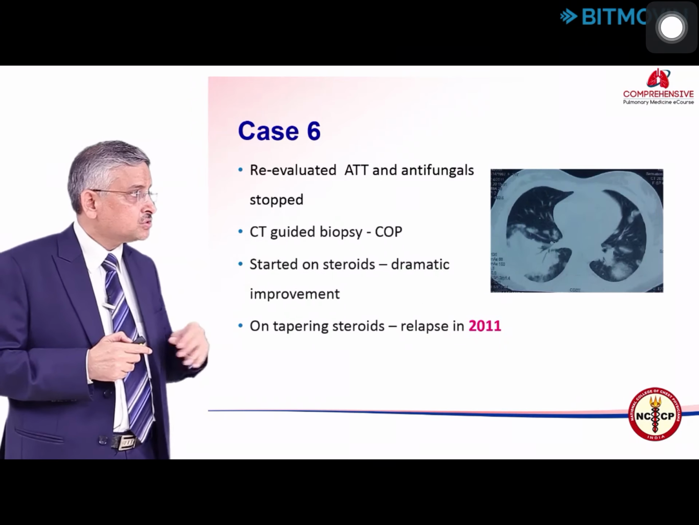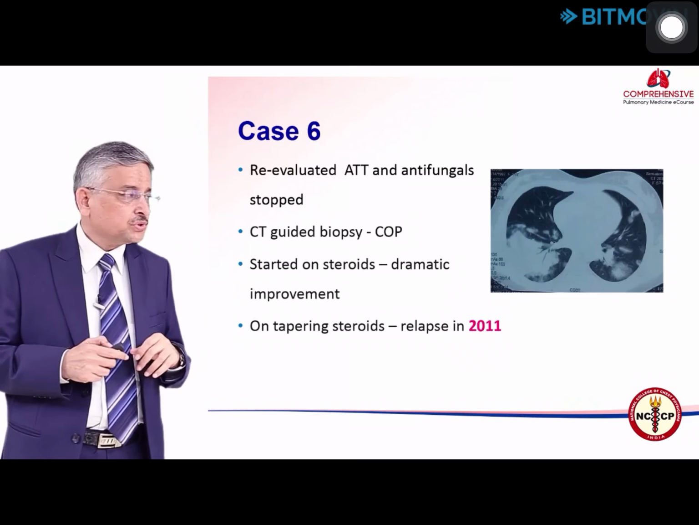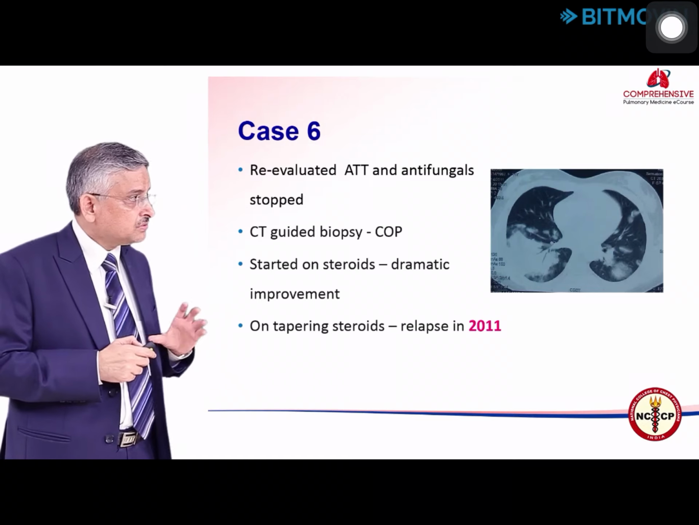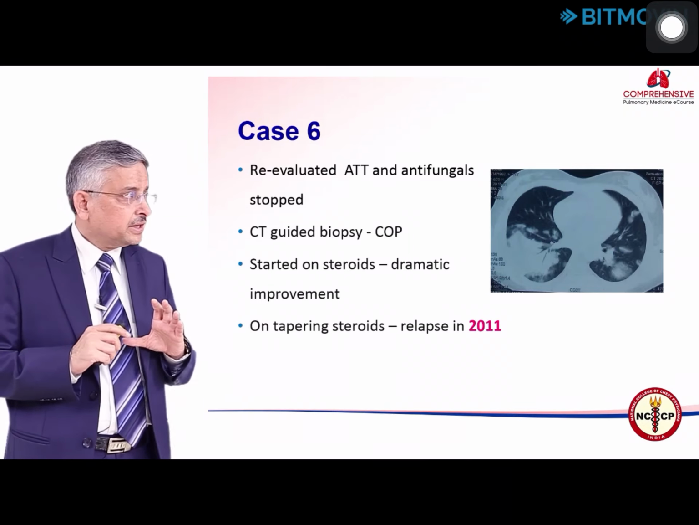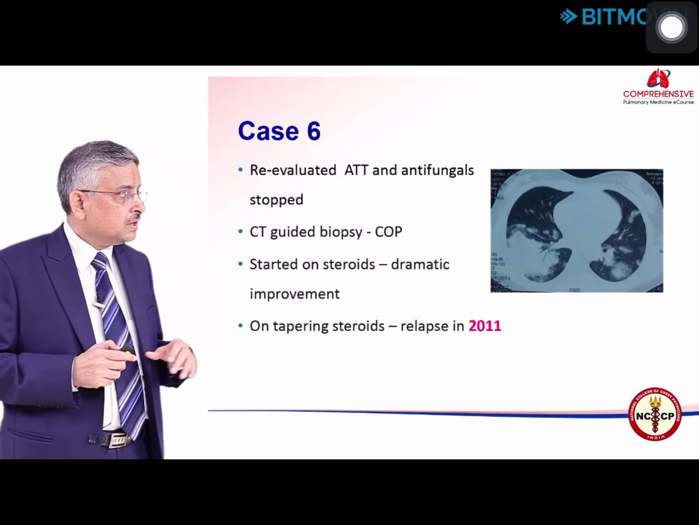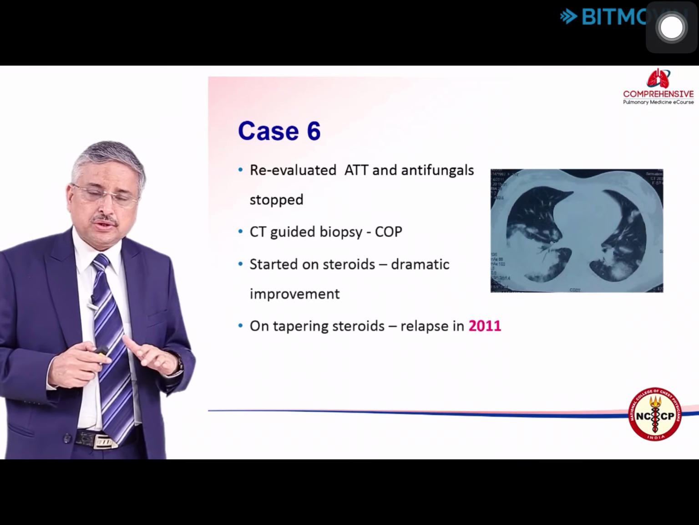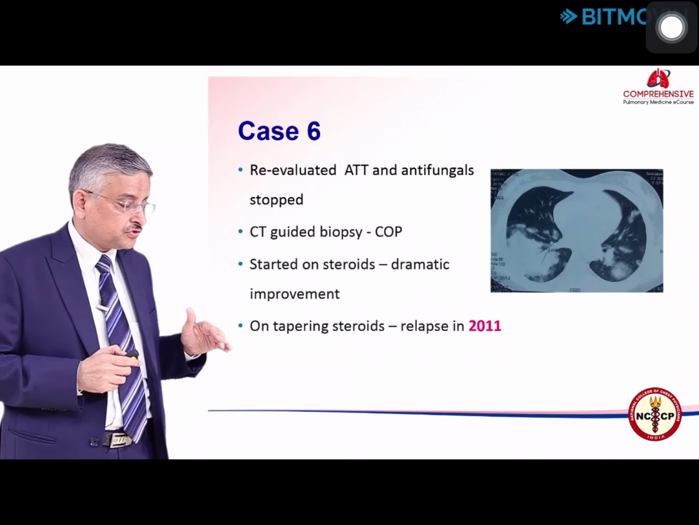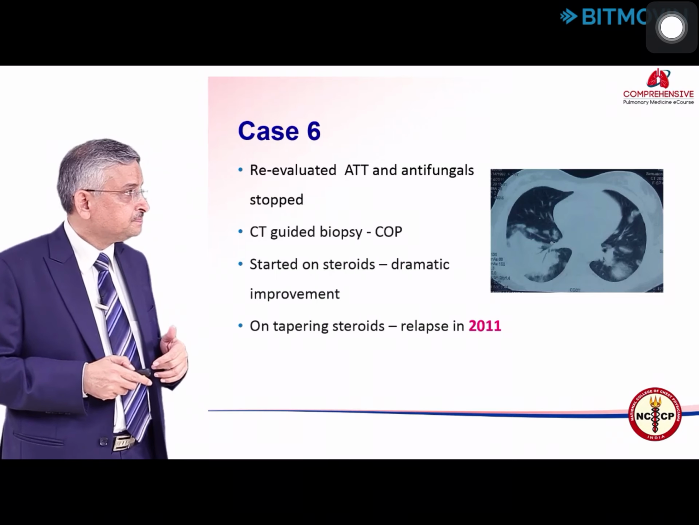She had this dense consolidation. We did a CT guided biopsy from here. It showed a classical cryptogenic organizing pneumonia. We started her on steroids. There was a dramatic improvement. Her chest X-ray totally cleared up. She used to come on regular follow-up. By 2011, I had tapered off her steroids and stopped them, but her father brought her back 3 months later with a relapse in 2011.